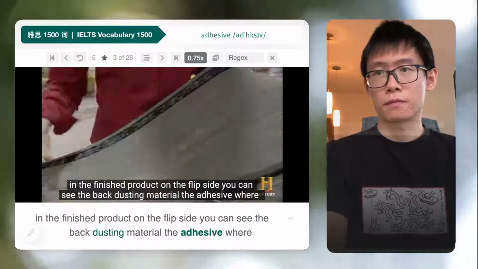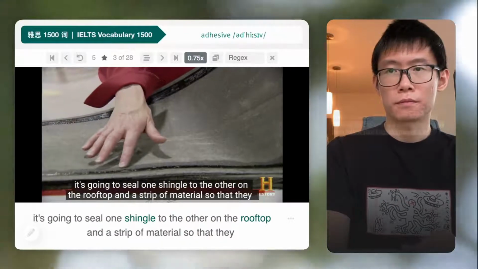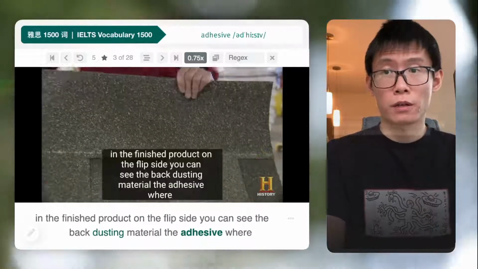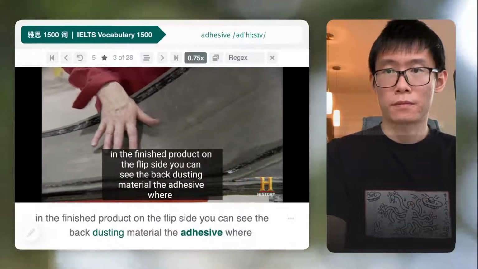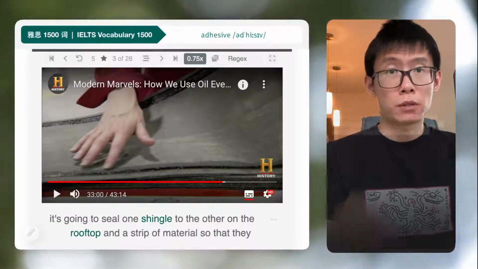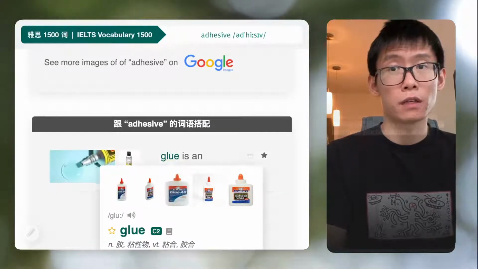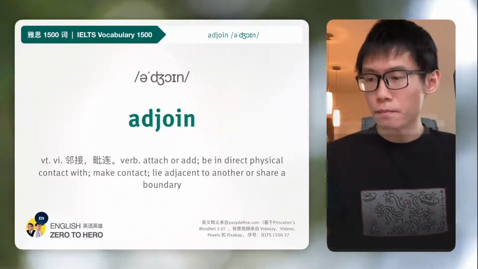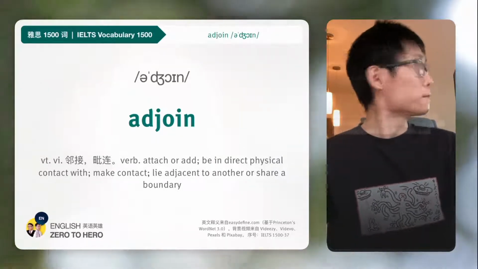On the flip side, you can see the back dusting material, the adhesive where it's going to seal one shingle to the other on the rooftop. Right, so she's producing roof shingles. In the finished product, on the other side, there's some glue. Right, so that's adhesive. That's simply a general term for anything that helps you stick. So glue, for example, is an adhesive. 就是粘合剂的意思。It's getting late.